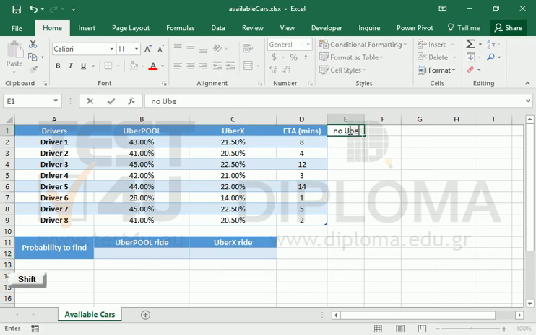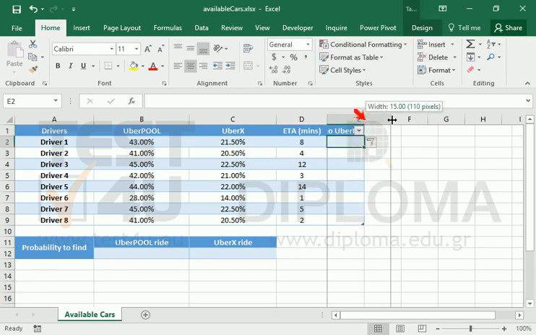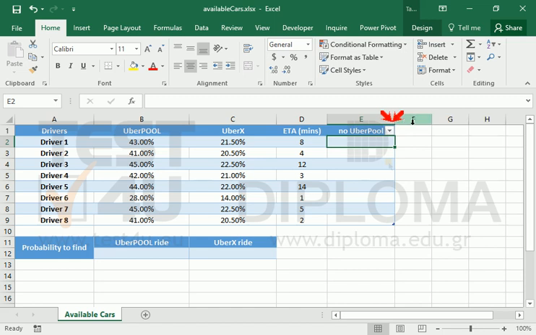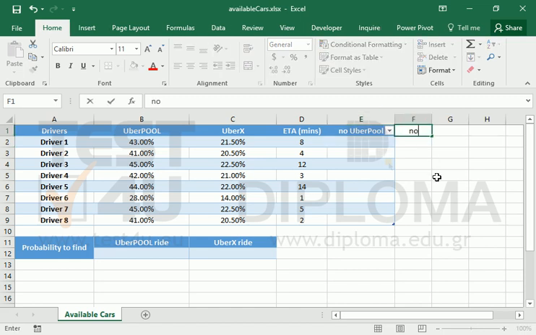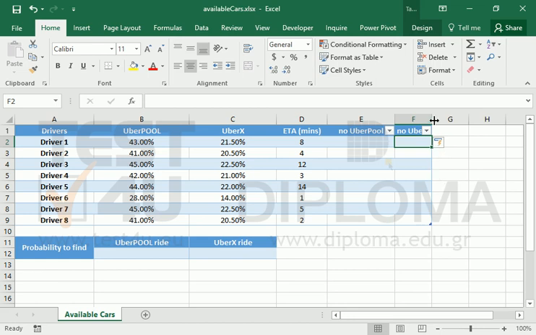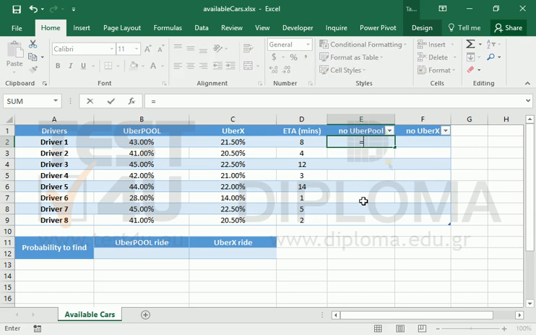First, we will add two columns to our table. One for the probability no UberPOOL driver is found. And one for the probability no UberX driver is found. Since we have a time frame of 10 minutes, we have to exclude rows with ETA greater than 10.